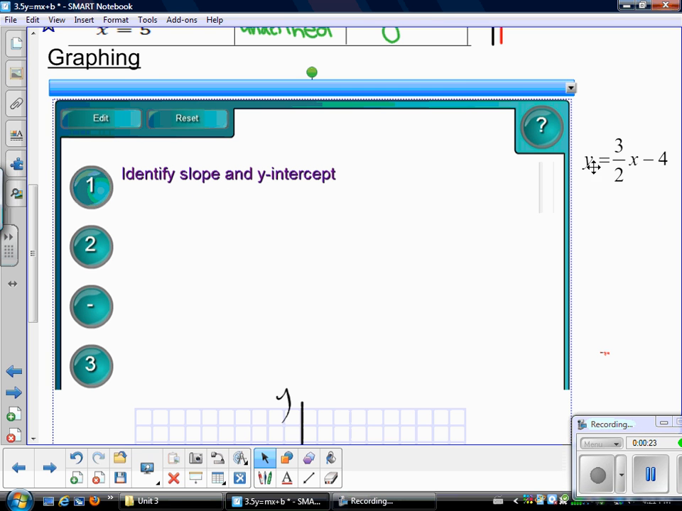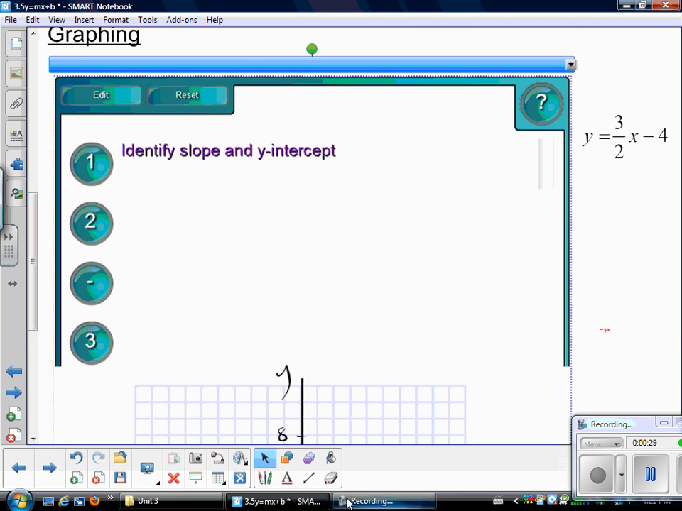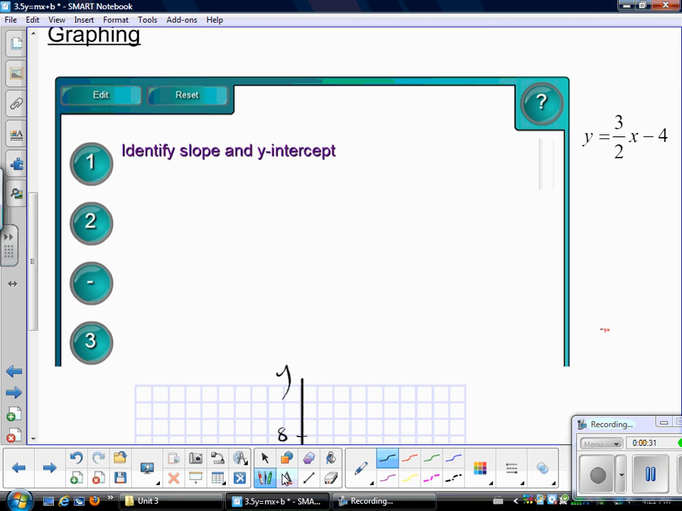So I need to do that, just like we did with the table above, we need to identify them. We can see first of all that the slope is in front of our x because it's in the correct form. So our slope is 3 halves. And we also know that our y-intercept is -4. So our b value is -4.